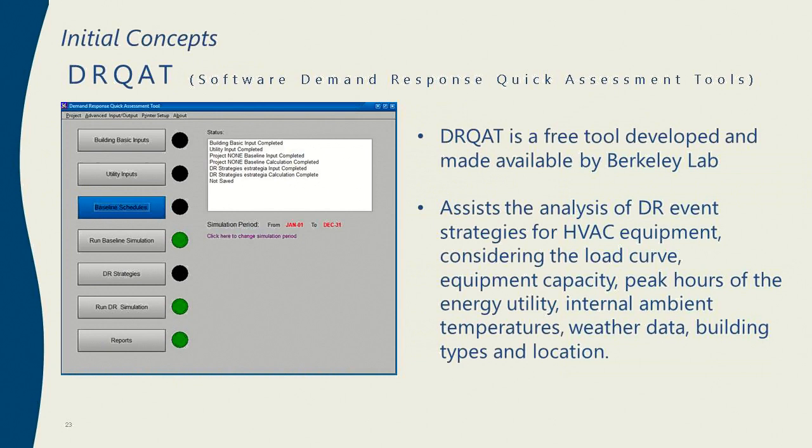The Demand Response Quick Assessment Tool (DRQAT) software is a free tool developed and made available by Berkeley Lab. This software assists the analysis of DR event strategies for HVAC equipment, considering the load curve, equipment capacity, peak hours of the energy utility, internal ambient temperatures, weather data, building types, and location.